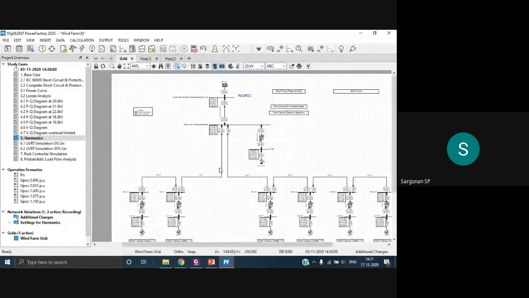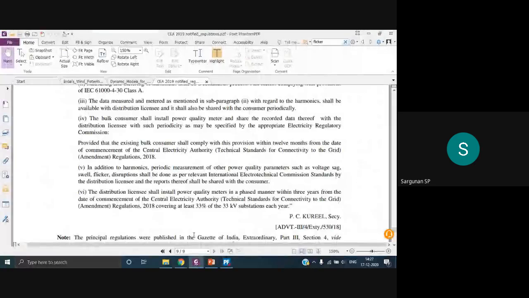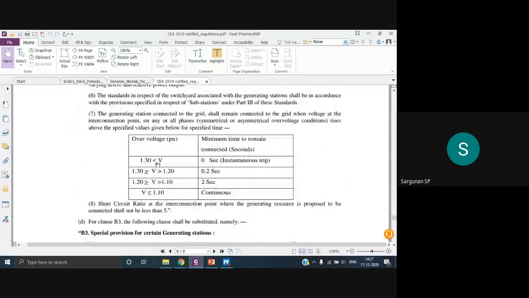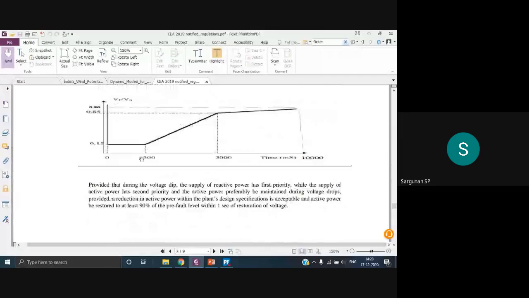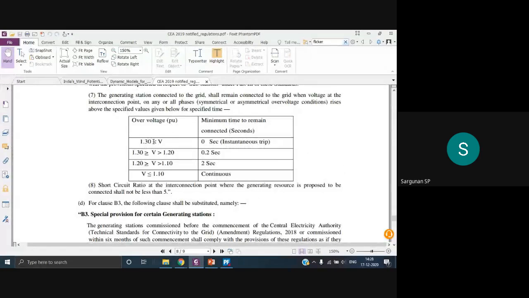So this is all about the grid compliance studies, the renewable energy integration studies. We'll normally be examining the LVRT studies and similarly the HVRT studies. HVRT is similar to the LVRT studies. Here you can see, if the voltage goes beyond 1.3 per unit, what will happen? You need to remain connected. Similarly, if it ranges from 1.3 to 1.2 per unit, or from 1.2 to 1.1 per unit, it is all similar to LVRT.